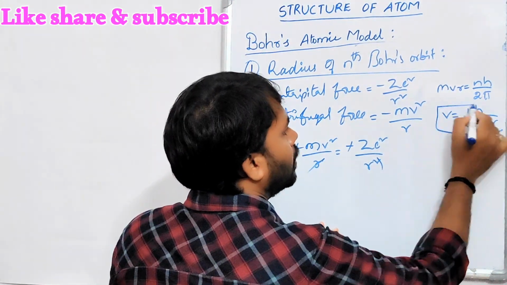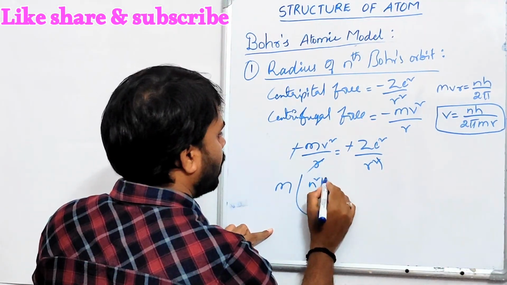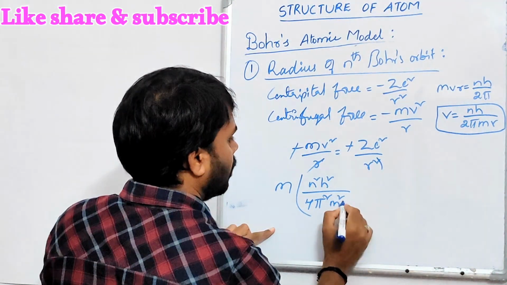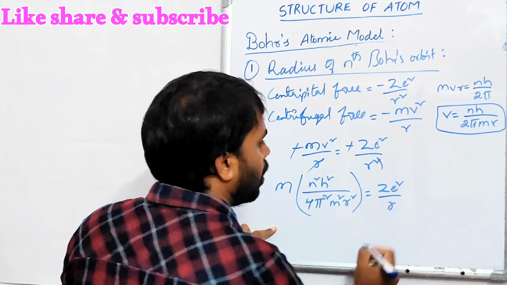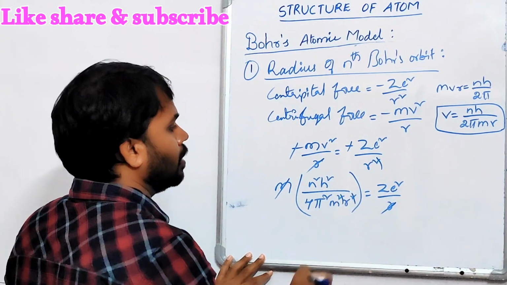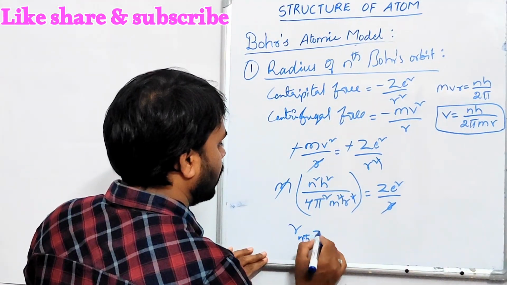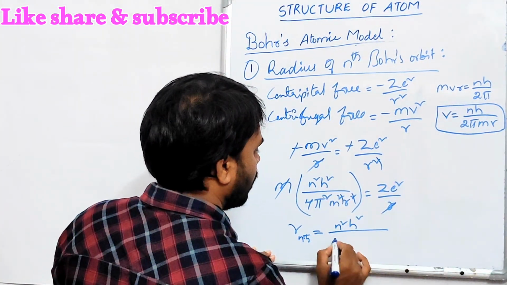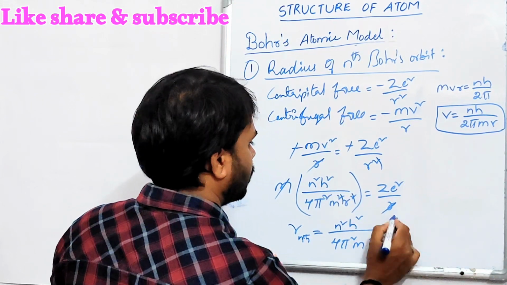Substitute this v value in this formula, we get m into n square h square by 4 pi square m square r square, that equals Ze square by r. In this, the m square gets cancelled, and this r square gets cancelled. From this, the radius of the nth Bohr orbit equals n square h square by 4 pi square m Ze square.